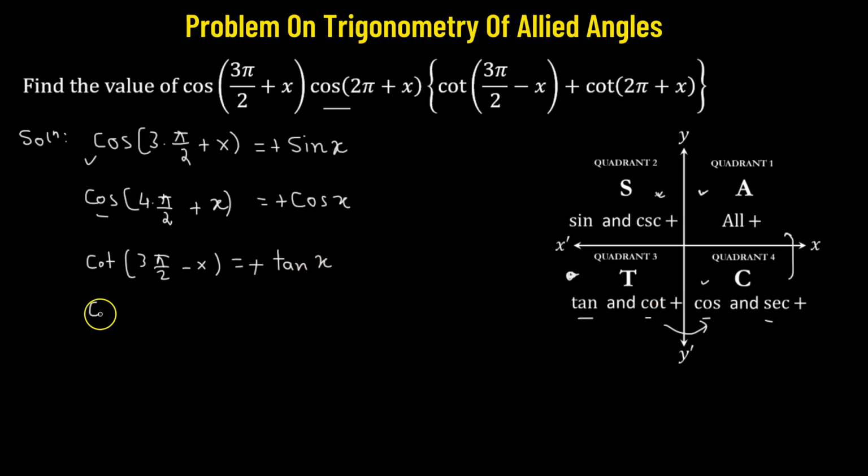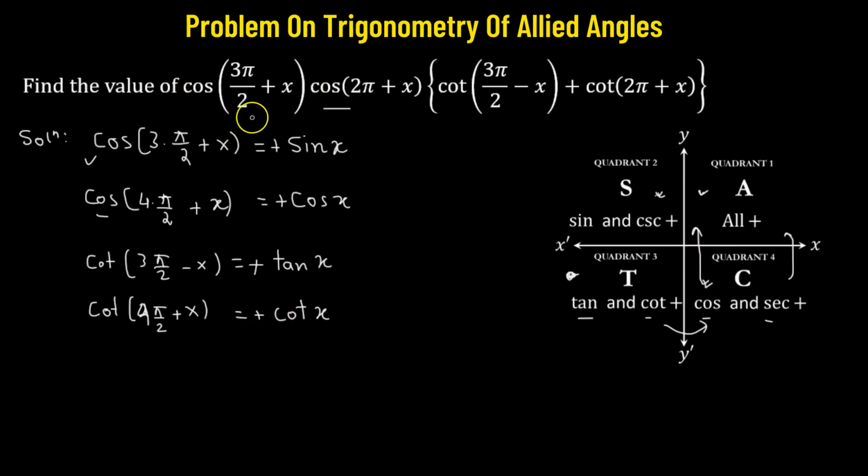And coming to the final value, we have cotangent of 2 pi plus x. So 2 pi is simply 4 times pi over 2, an even multiple of pi over 2. So cotangent is going to remain as cotangent of x. Now 4 pi over 2 means we are in the fourth quadrant, but adding x to it takes us to the first quadrant. In the first quadrant, all trigonometric ratios are positive.